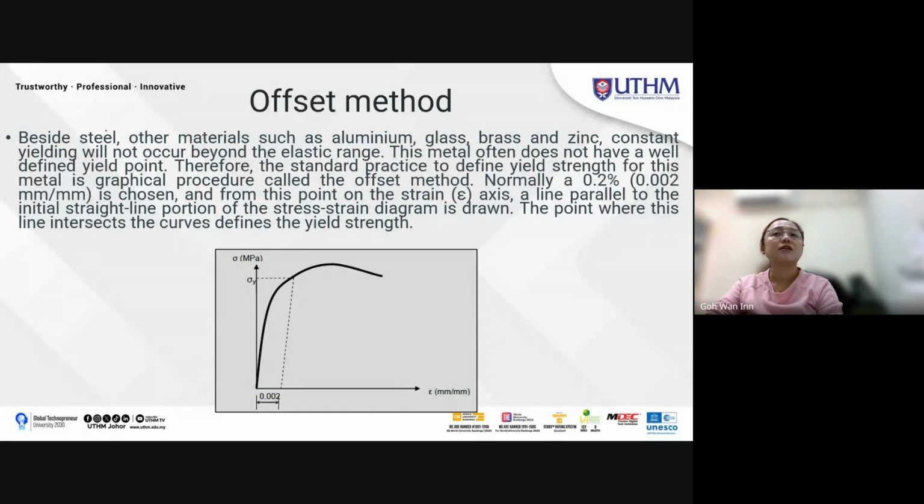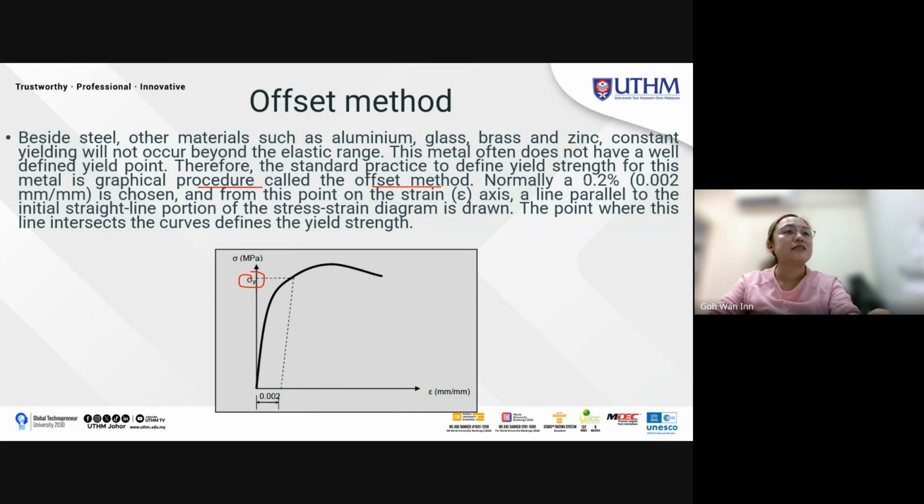Besides steel, other materials such as aluminium, glass, brass, zinc: constant yielding will not occur beyond the elastic range. So these metals often do not have a well-defined yield point. Therefore, the standard practice to define the yield strength for these metals is a graphical procedure called the offset method.